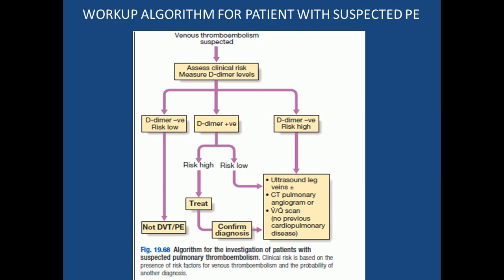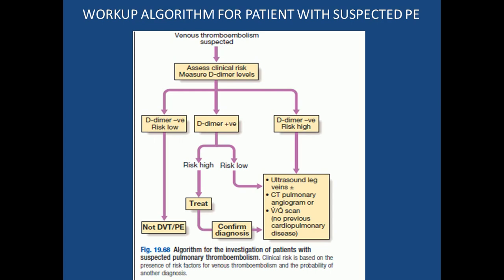In every disease, we should have a plan for workup, and this algorithm will help us in picking up patients with suspected pulmonary embolism. First of all, we have the assessment of the clinical risk, whether this patient is highly suspected to have pulmonary embolism, depending on certain factors which we will speak about, and measurement of D-dimer. If the patient falls in the low risk and D-dimer comes negative, then everything is okay. The patient confidently has no DVT or pulmonary embolism.